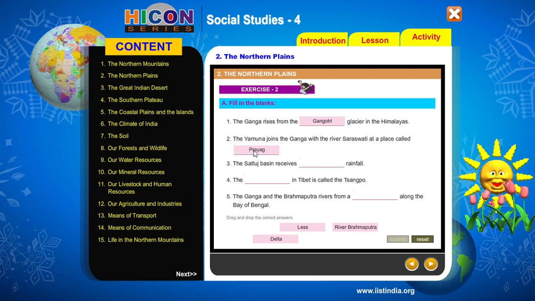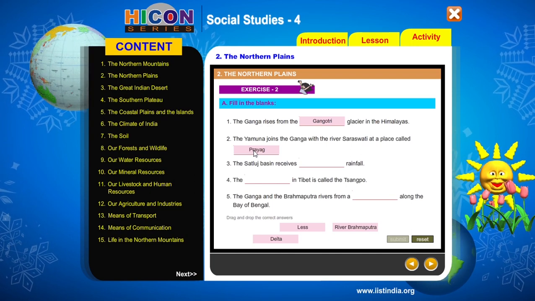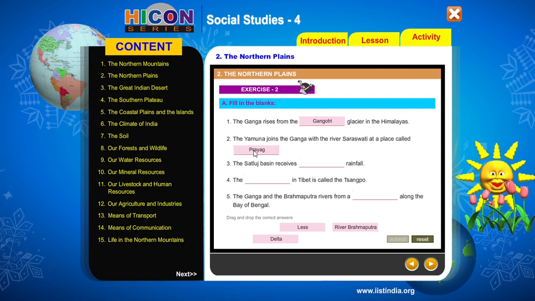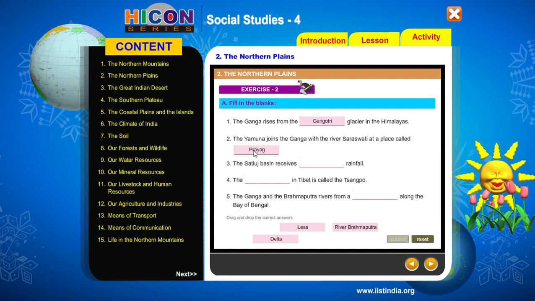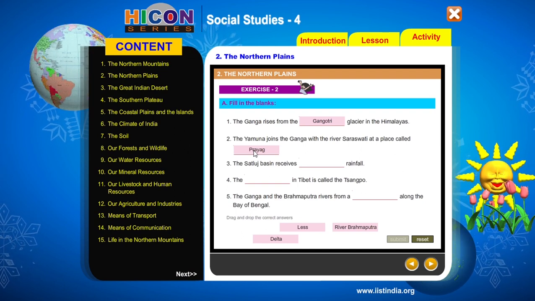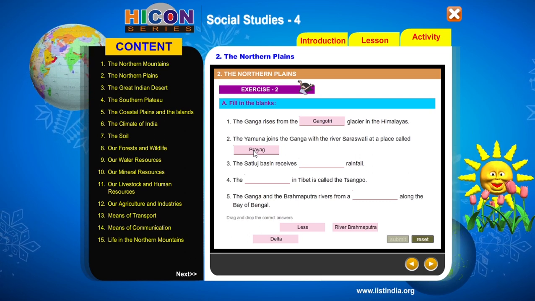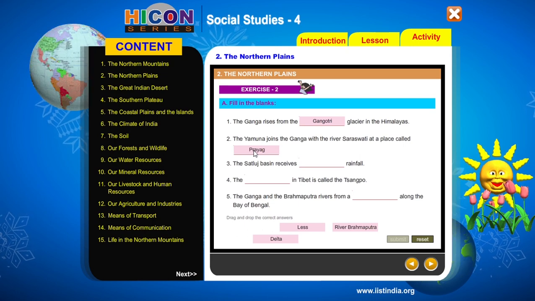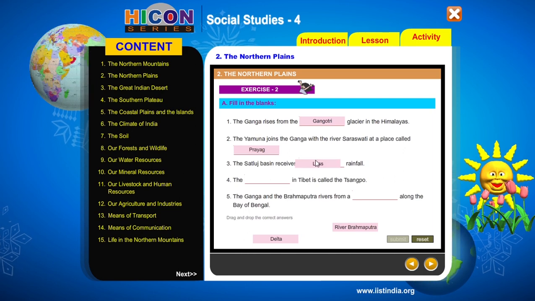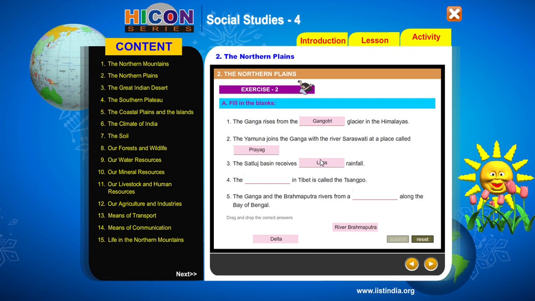Third one. The Satluj basin receives dash rainfall. So, out of the entire northern plains, we have seen that the Gangetic basin receives good rainfall. The Brahmaputra basin receives the greatest rainfall, the highest rainfall, and the Satluj basin receives very less rainfall, isn't it? Yeah, so what is the answer? Very less rainfall. The Satluj basin receives less rainfall.